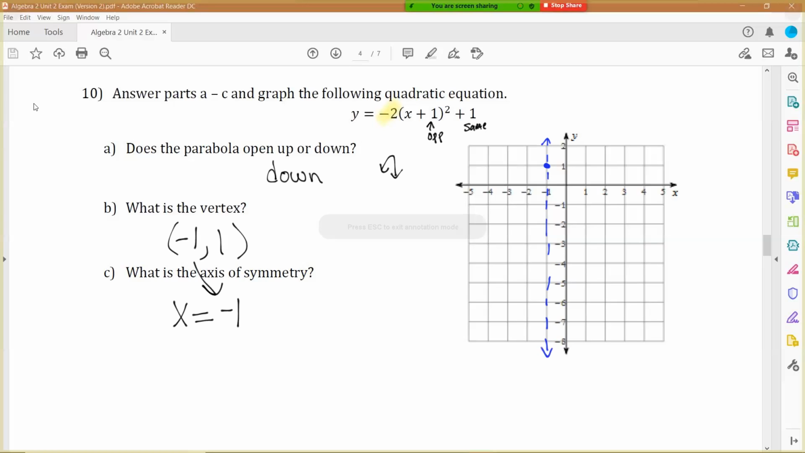And then this is where we get to make a table. So we're going to make an XY table. When we pick X values, we want X values either right here to the left of our axis of symmetry or right here to the right. Anybody have a guess on which one I would use? I would use the two values to the right because they would be 0 and 1.